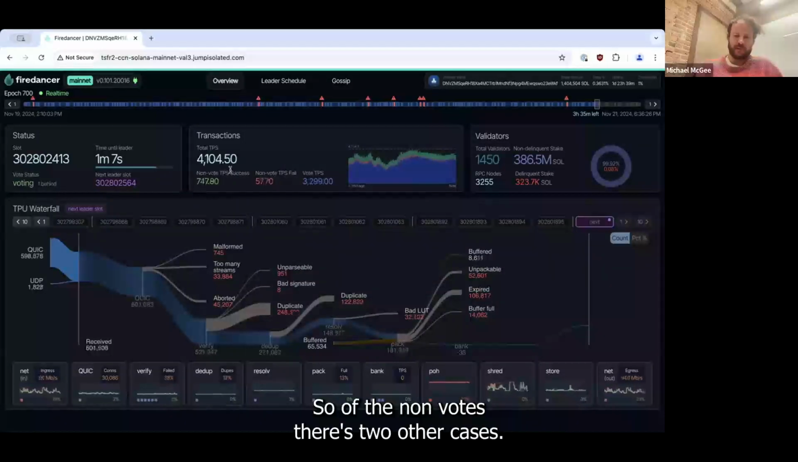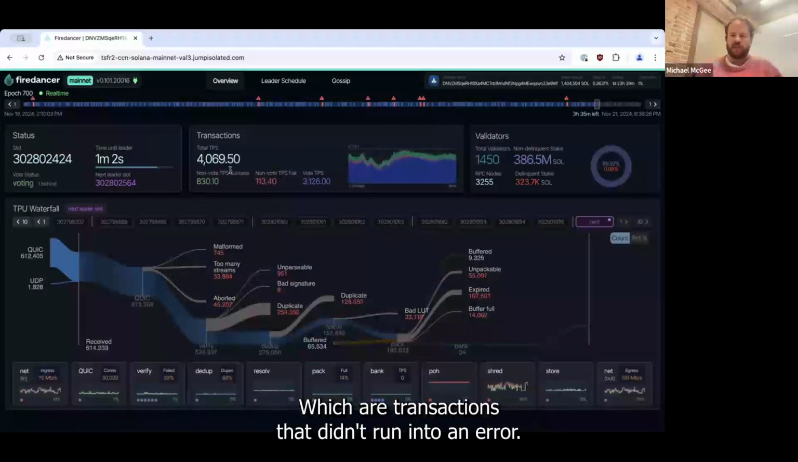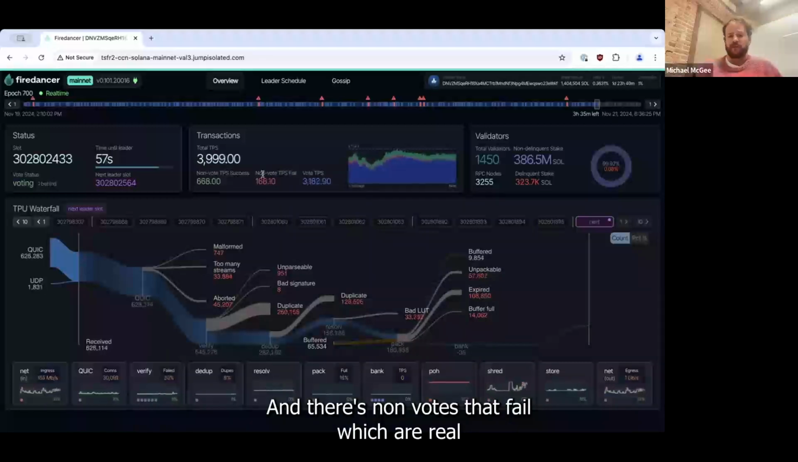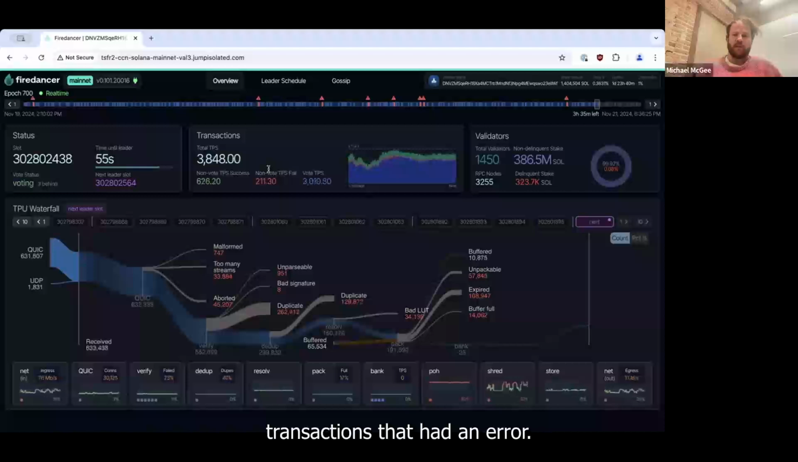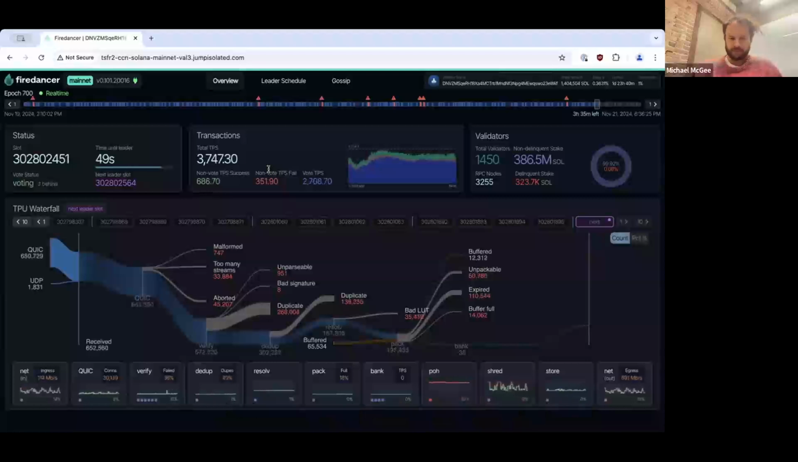So of the non-votes, there's two other cases. There's non-votes that succeed, which are transactions that didn't run into an error. And there's non-votes that fail, which are real transactions that hit an error, often because the program tried to do something, divided by zero, or it did something illegal.